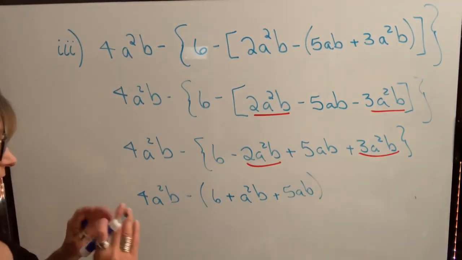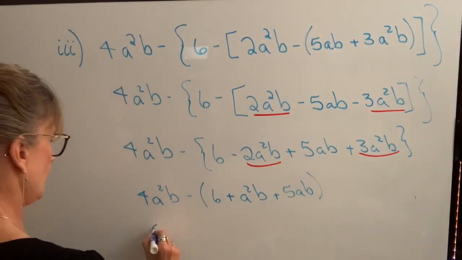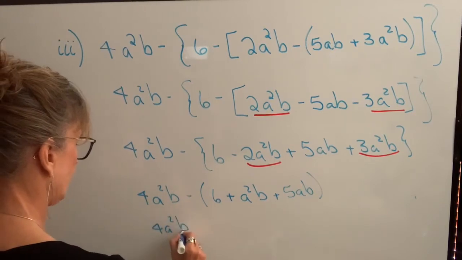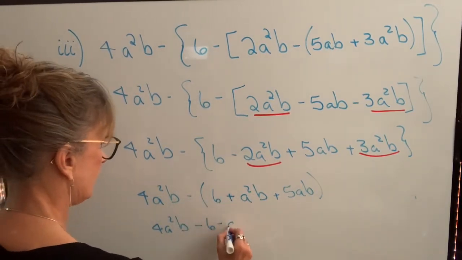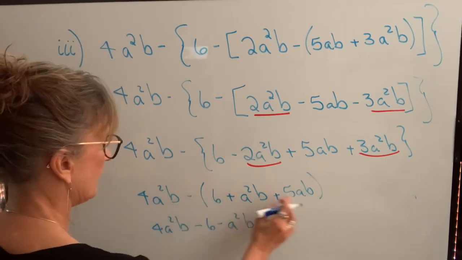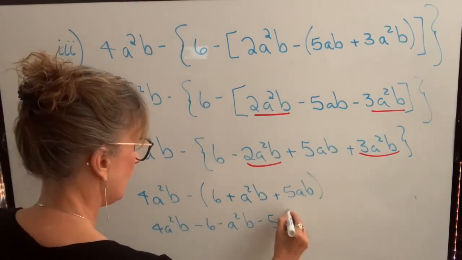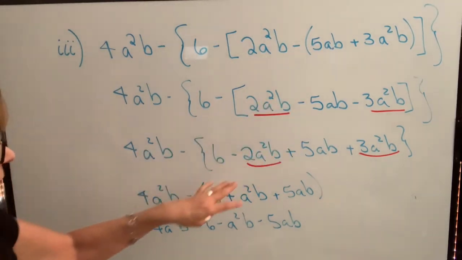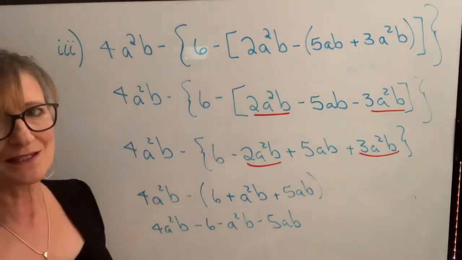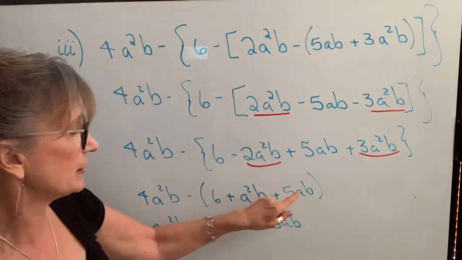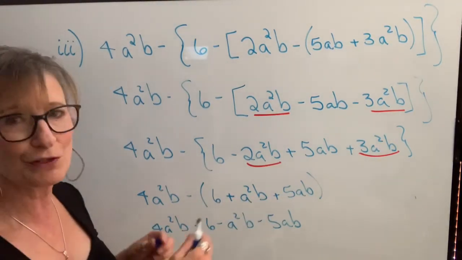and then combining our like terms as our final step. So we have 4a squared b minus a 6 minus an a squared b minus a 5ab. And I did this with a lot of minuses because that's where students make the mistake quite often. They forget to distribute it to every term. So I just wanted to reinforce that.